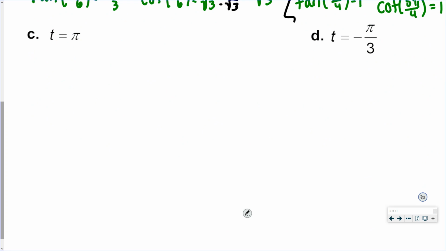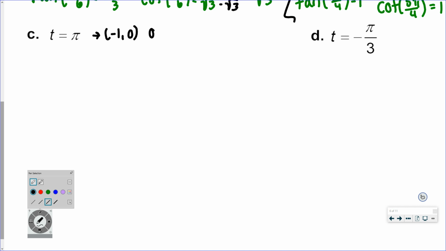Let's do a quadrantal one. Pi is negative 1, 0. We have 0 written outside of that for tangent. So, sine of pi is what? 0. Cosine of pi? Negative 1. Tangent of pi? 0.